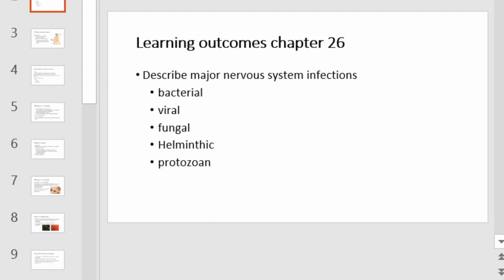Learning outcomes for Chapter 26 include being able to describe the major nervous system infections caused by bacteria, viruses, fungi, helminths, and protozoans.